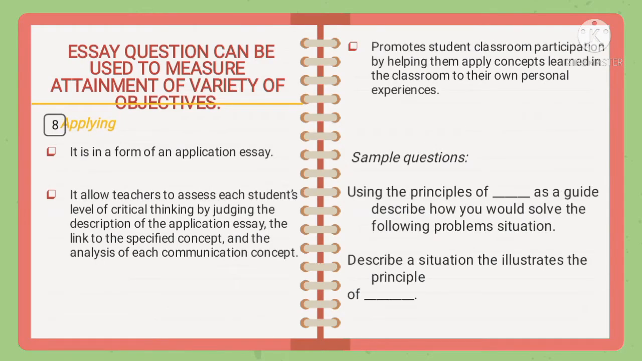So number 8 is applying. Applying is a form of application essay. It allows the teacher to assess each student's level of critical thinking by judging the description of the application essay and the link to the specific concept in the analysis of each communication concept. It promotes students' classroom participation by helping them apply concepts learned in the classroom to their own personal experience.